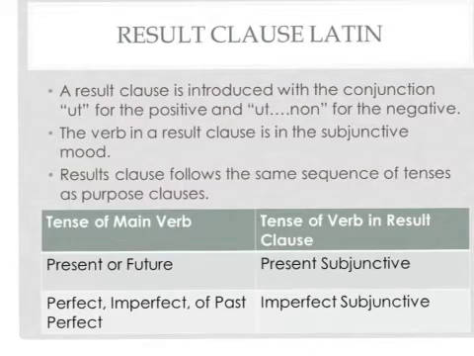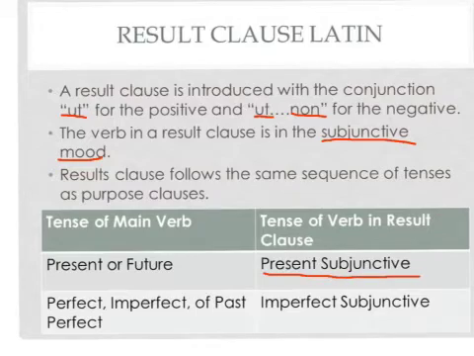A result clause is introduced with the conjunction ut, and ut non for the negative. The verb in a result clause is in the subjunctive mood. A result clause follows the same sequence of tenses as a purpose clause. So if the main verb is present or future, you'll use the present subjunctive in the result clause. If the main verb is perfect, imperfect, or past perfect, you will use the imperfect subjunctive in the result clause.